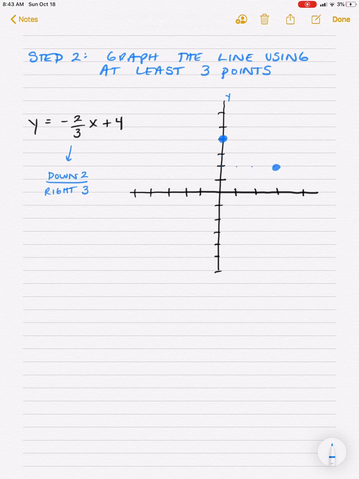Okay, we want to be really careful that we don't move down 2 and then left 3, because then a negative divided by negative will actually flip me to have a positive slope.